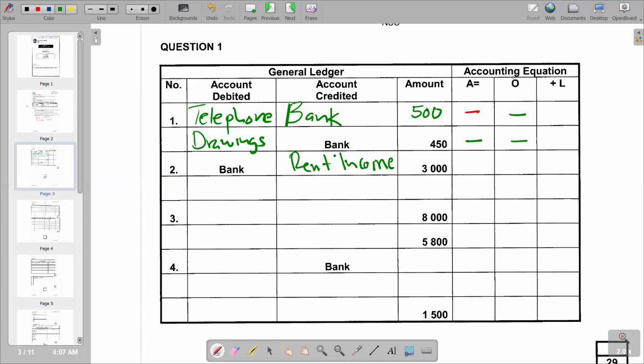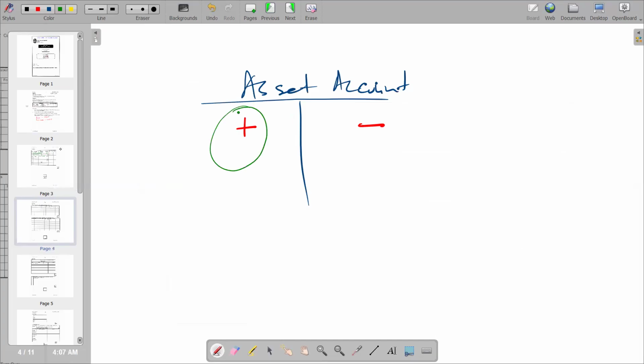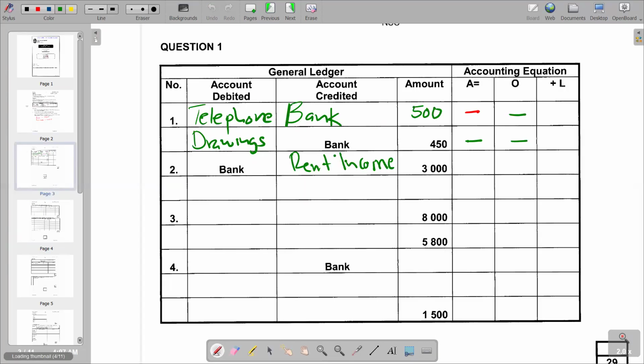Then we try to see the effect on the accounting equation. Bank is an asset, and whenever we are debiting an asset, remember I said we are supposed to show it as a positive. So we say positive on the asset. And the rent income adjusts the figure for our net profit. Obviously, it increases. Remember, income is added, so it increases our net profit, and net profit also increases owner's equity, so it will be a plus. So we have a plus here on owner's equity. So that's what we have on transaction 2.